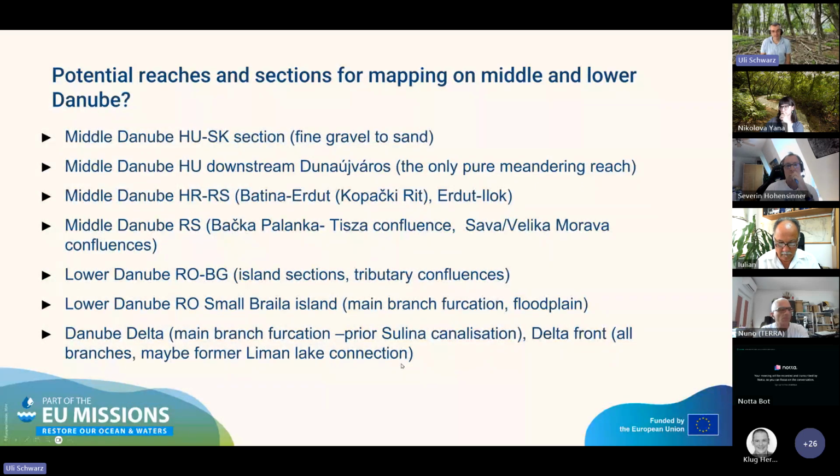And this is my last slide. I simply point to some potential reaches on the middle and lower Danube. We know we have no partners, I guess, from Hungary, from Serbia, or Slovakia. Therefore, many of them are mainly in the other projects.